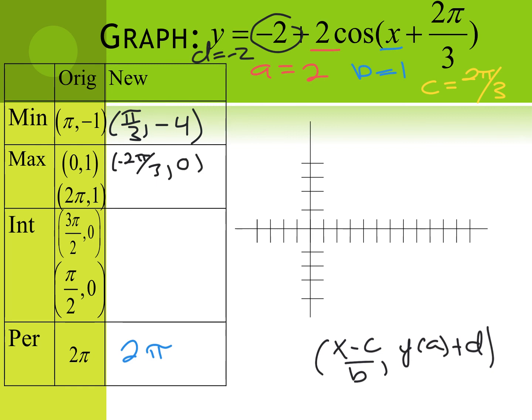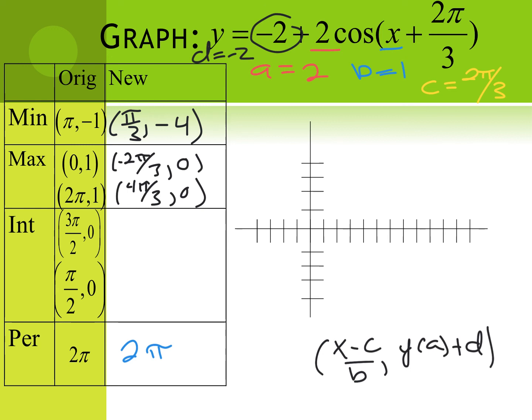For my second maximum, we're going to do the same thing. I'm going to subtract 2 pi over 3, which means I have 6 pi over 3 minus 2 pi over 3. Gives me 4 pi over 3. And then we have 1 times 2 minus 2, which is again going to be 0, which is good. Our y value should be the same.